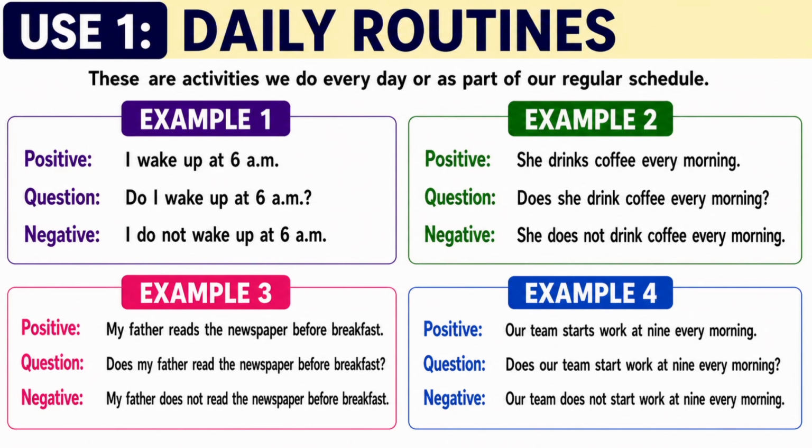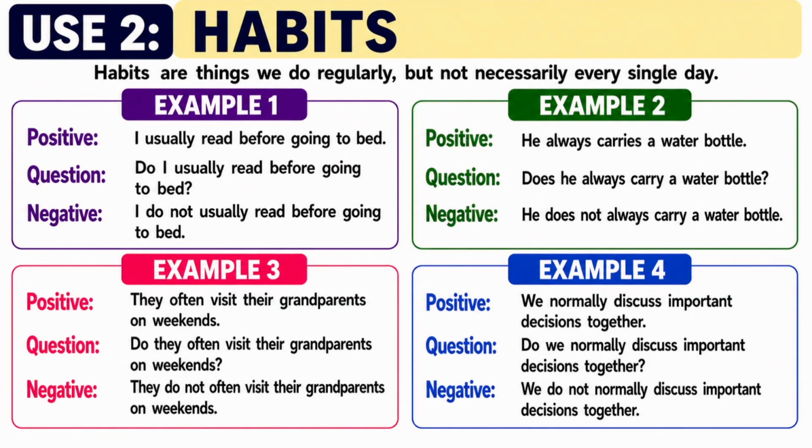Example 4. Positive. Our team starts work at 9 every morning. Question. Does our team start work at 9 every morning? Negative. Our team does not start work at 9 every morning. Now let's move to the second use. The second use is habits.